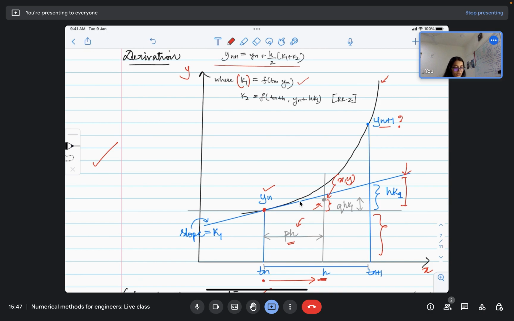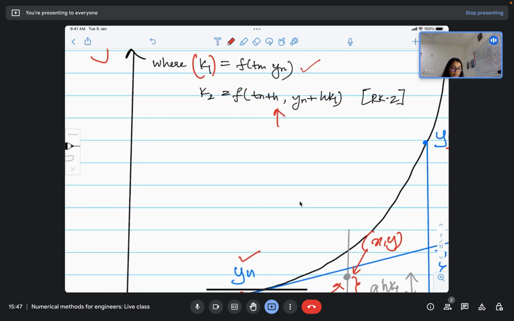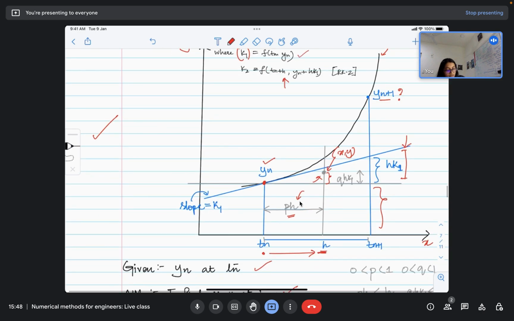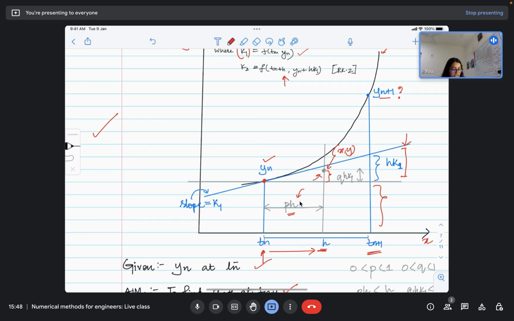Now, how is the intermediate point decided? Based on the values of A, B, P and Q, the intermediate points are decided, where the values of A and B were taken as half and P and Q were taken as 1. So when the derivation was done, where was the intermediate point selected? It was selected at Tn plus h, which is this entire interval. It was actually taken at Tn plus 1 itself. So Tn is this point, plus h is this whole interval. So the second slope was computed at this particular point Tn plus 1.